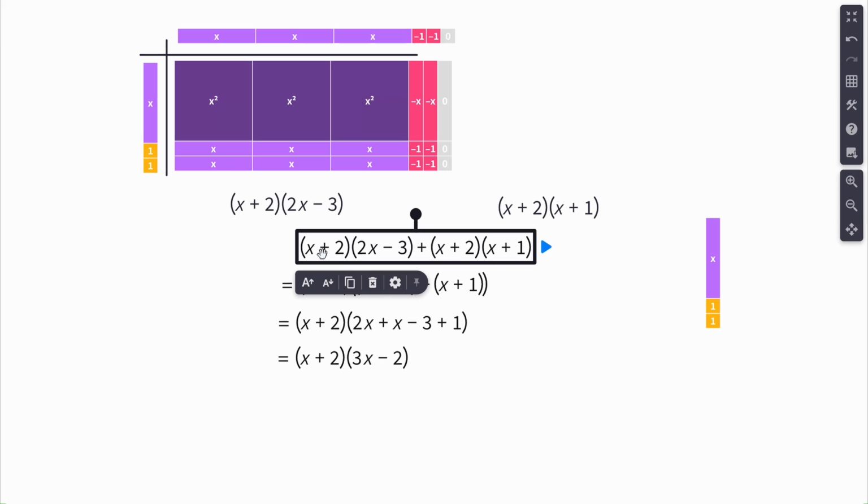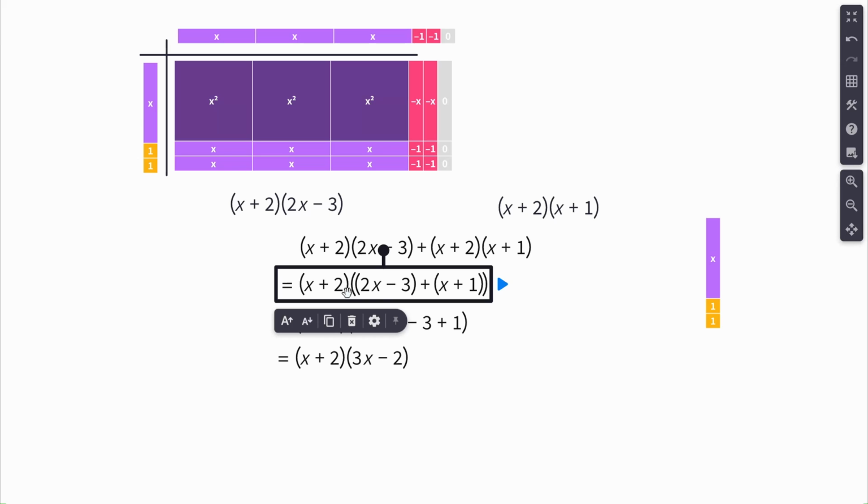And what happens if we have two expressions added together that both share a same factor? We can factor that factor out, whether it is an expression or a number.